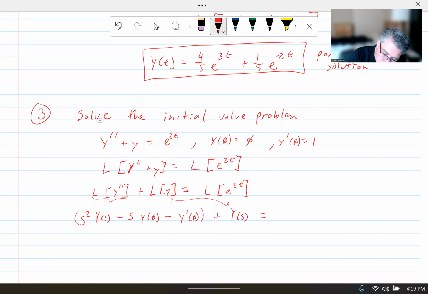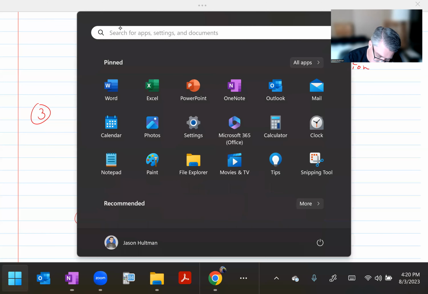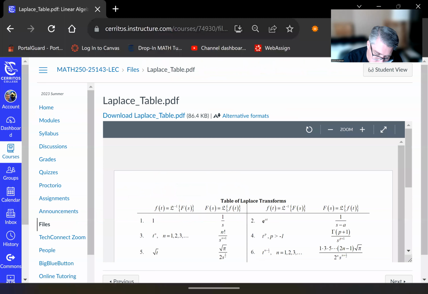And then that's going to be equal to, well, what's the Laplace transform of e to the 2t? Well, that's 1 over s minus 2. So from that table of Laplace transforms, we can see that the exponential here, number 2, e to the at, is 1 over s minus a. So we can go forwards and backwards.